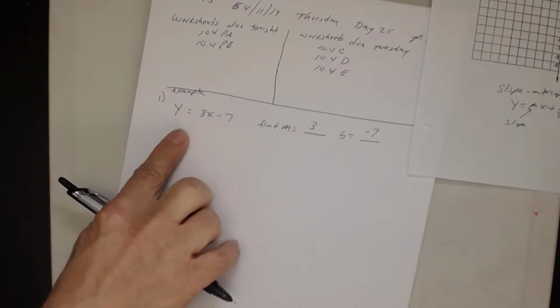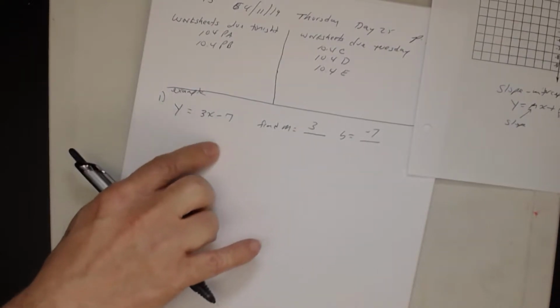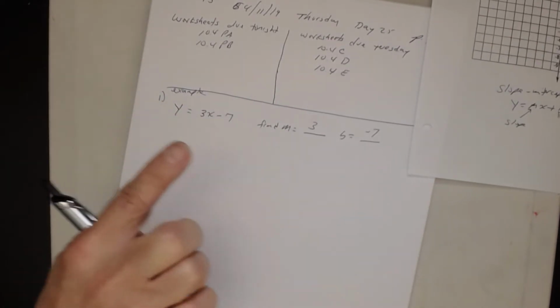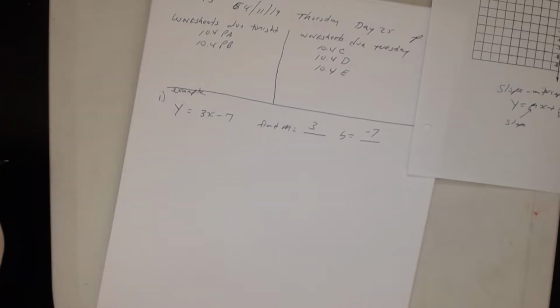Slope-intercept form. So whenever it's the slope-intercept form, you know the slope and you know the y-intercept. It doesn't say anything about the x-intercept. It only tells you about the what? The y-intercept. That's all it does.